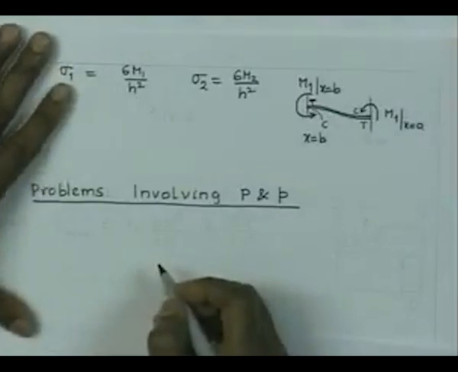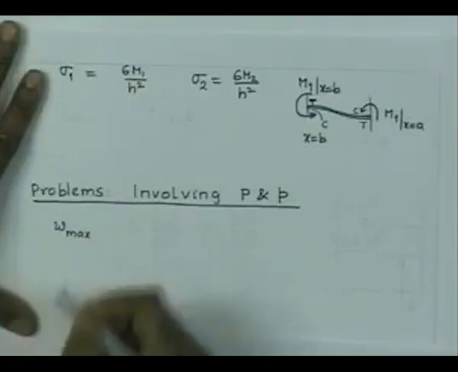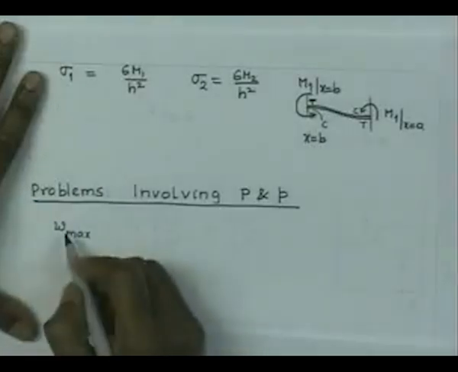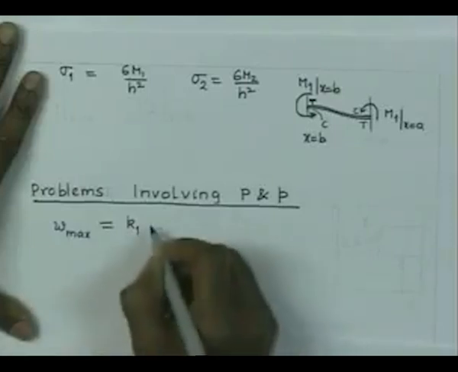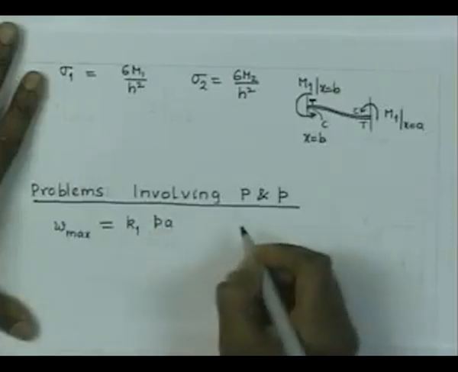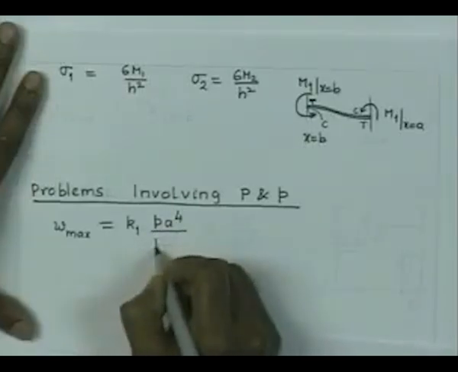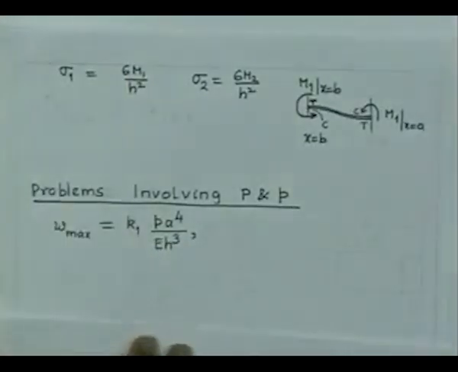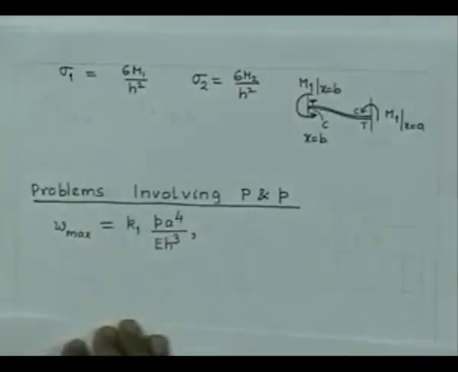Now, in all the cases one thing will become clear. Of course, we have derived this sort of relationship in the last lecture. You will find that the maximum deflection is going to be of this form: a constant multiplied by p, if it is distributed pressure, times the dimension of the plate a raised to the power 4 divided by E h cube. That is the type of form which you will always get, and of course, this K is going to absorb the constant related to the Poisson's ratio.